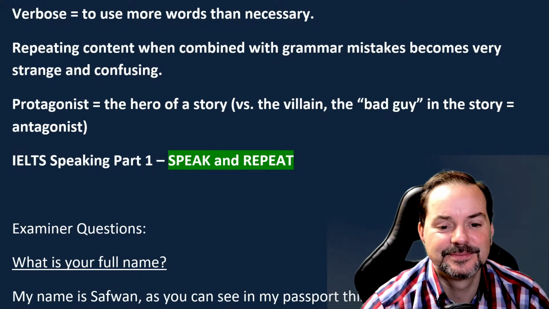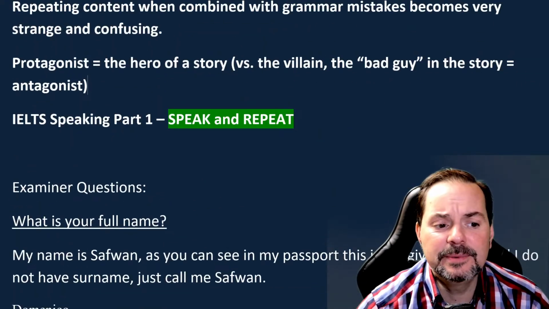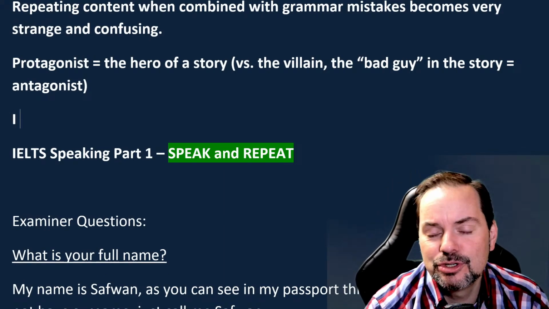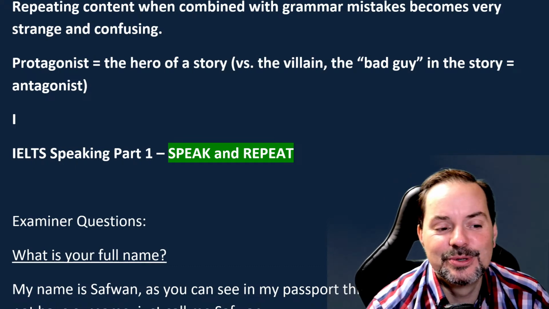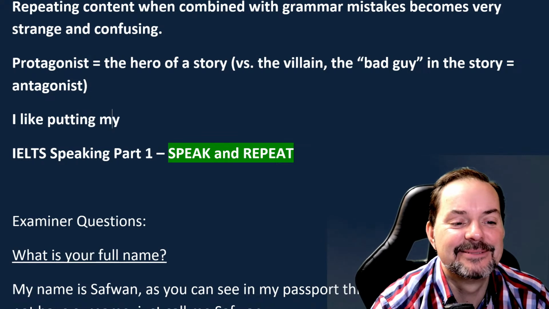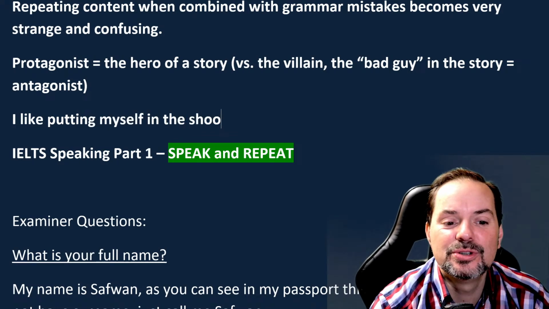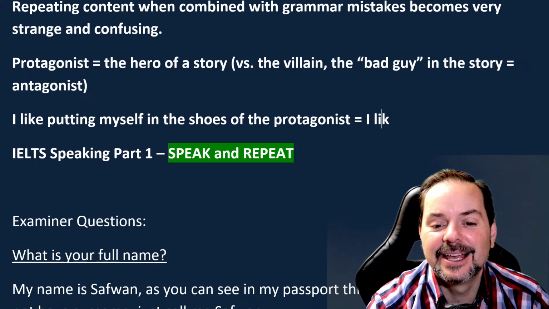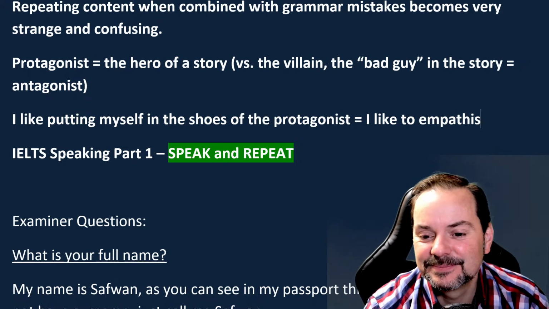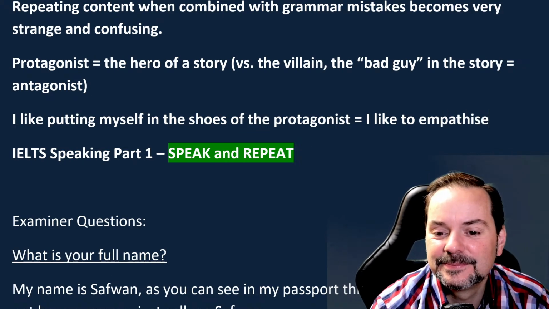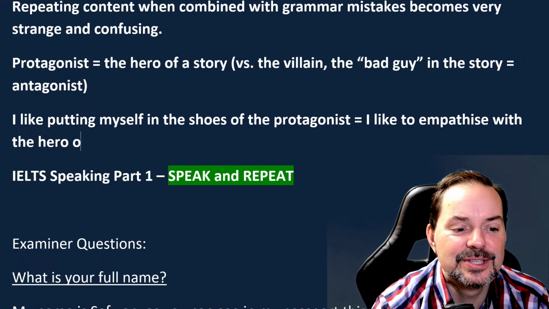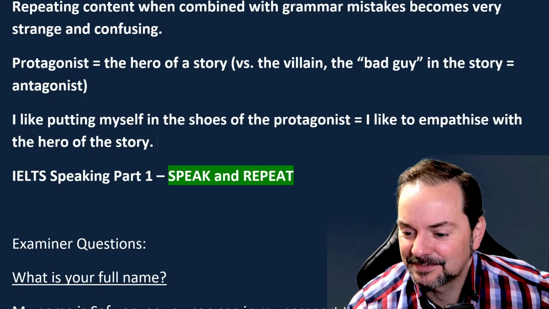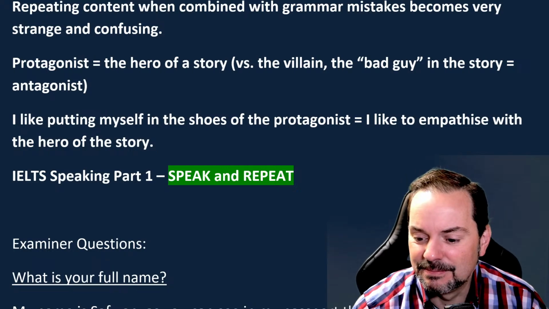Very nice. Good. So everybody, just repeat this nice phrase by Romelia. I like putting myself in the shoes of the protagonist. I like putting myself in the shoes of the protagonist. Basically, this means I like to empathize with the hero of the story, said in a very professional way. Okay? Good. Nicely done.